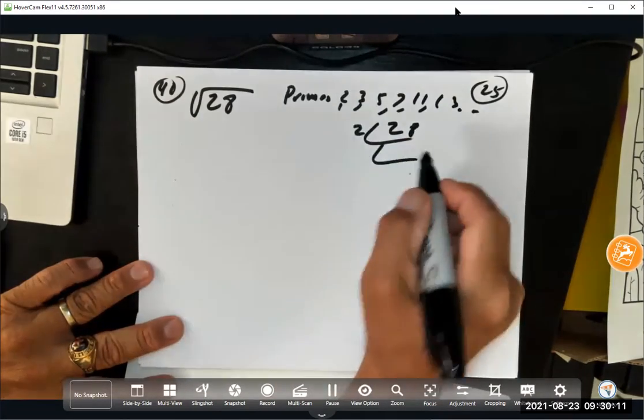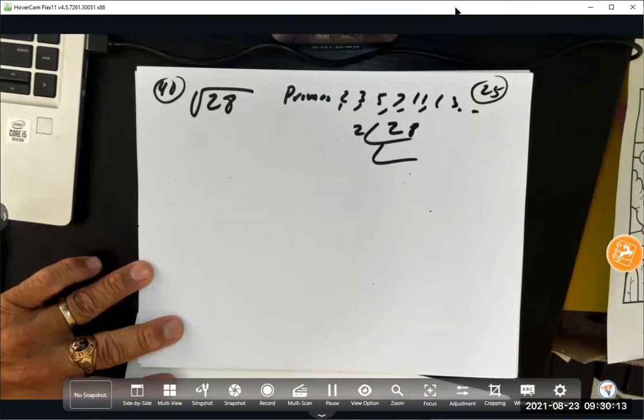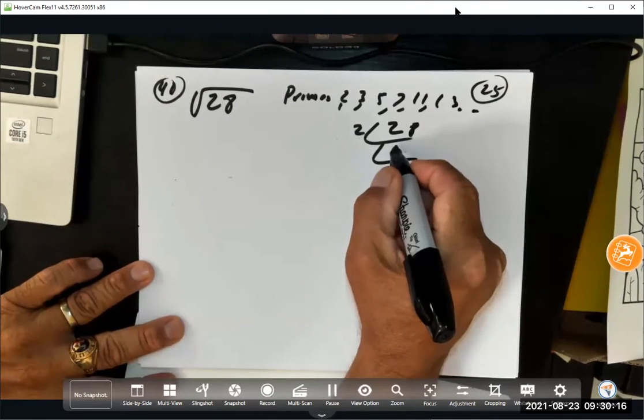So 2 divides 28, give me a number. How many?